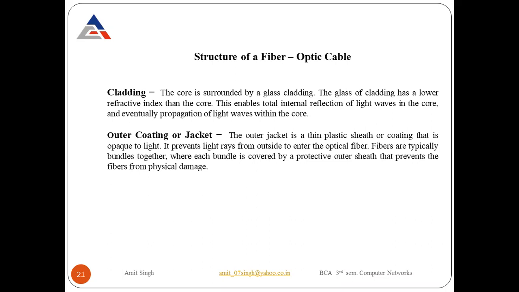Now the third one is the outer coating, or you can say the jacket. The outer jacket is a thin plastic sheet or a coating that is applied to the fiber. It prevents light rays from outside from entering the optical fiber. Why is the outer jacket there? To prevent outer signals from entering that particular fiber. Fibers are typically bundled together, and the bundle is covered by a protective outer sheet that prevents the fiber optic from physical damage. So what is the major function of the outer jacket? To protect it from outside physical damage, and to prevent outer light signals from entering the particular fiber optics.